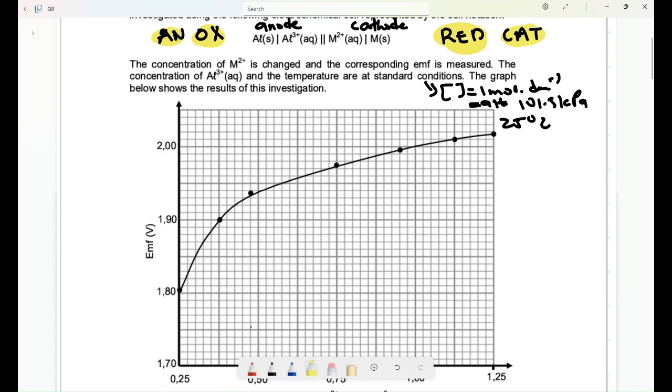Now we are here again. We see an increase in the concentration of M2+ causes an increase in what? In the EMF produced. So I want to believe our reaction is like this. If this is aluminium and it undergoes oxidation, then M2+ undergoes reduction. Oxidation is loss, reduction is gain. I'll show it when I answer questions.